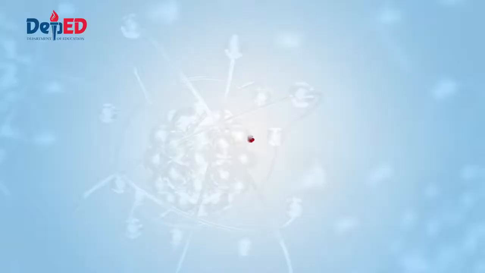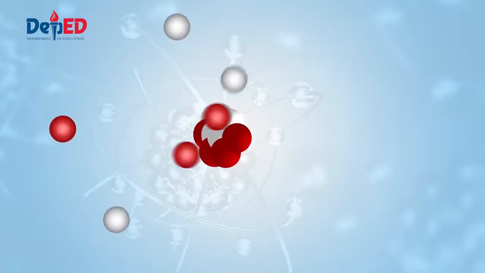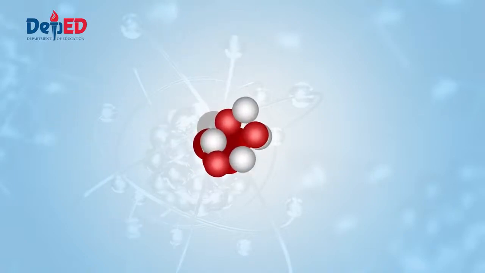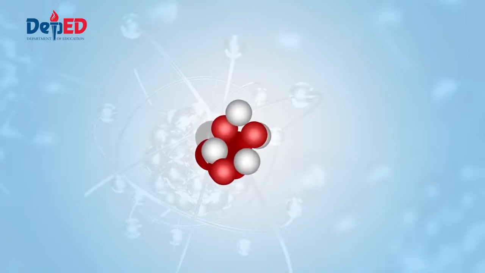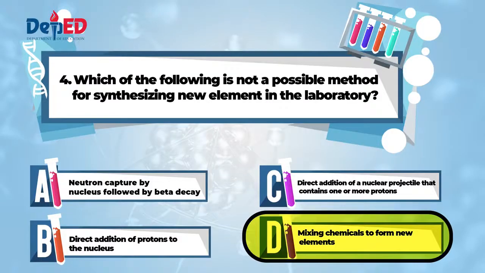B is also not the answer because if a proton is added into the nucleus, it will become a new element. The same is true with C. When projectiles like deuteron, alpha particle, and other nuclei are added to the nucleus, new elements can be synthesized. Since the question is asking for what is not a possible method, my answer is letter D, because mixing chemicals does not form new elements. Letter D.